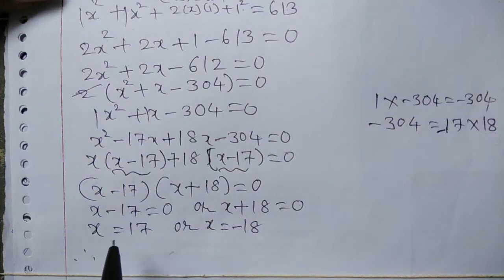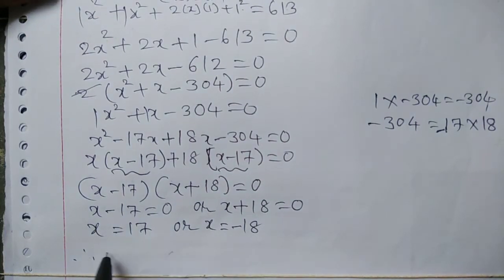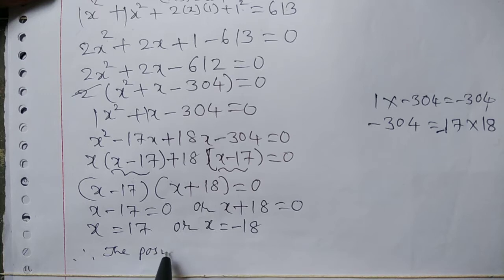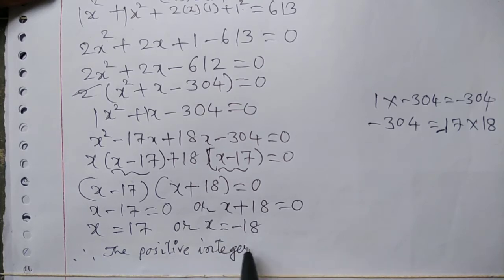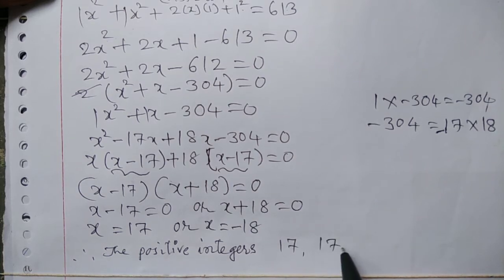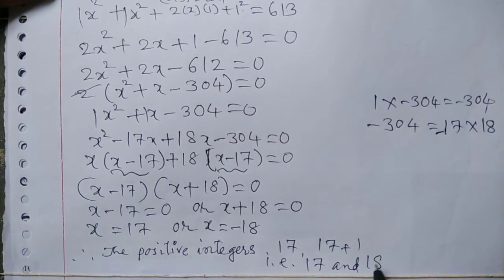Therefore, the positive integer, therefore the positive integers are 17 and 17 plus 1, that is 17 and 18.